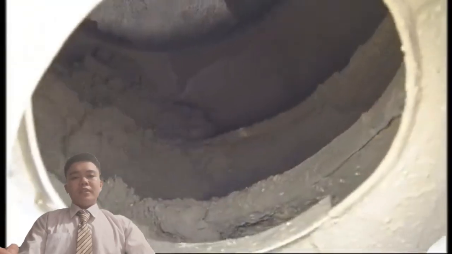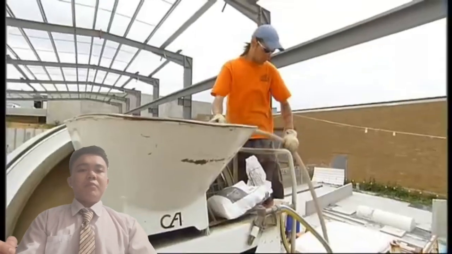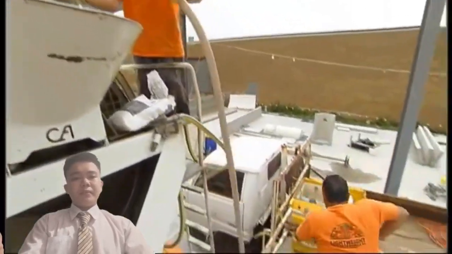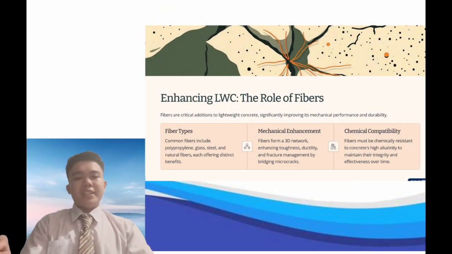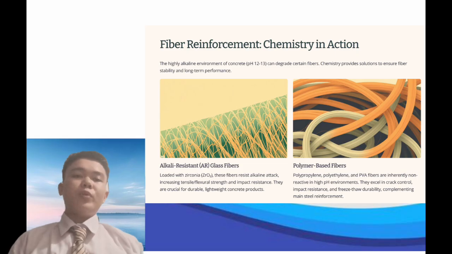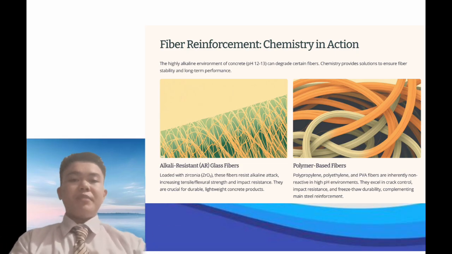So now, let's talk about the roles of fibers in lightweight concrete. First and foremost, fibers are thin, strand-like elements that are mixed into concrete to improve its structural performance. Polypropylene, glass fibers, steel fibers, and natural fibers are examples of commonly used fibers. And now we are going to talk about the chemistry behind fiber reinforcement.